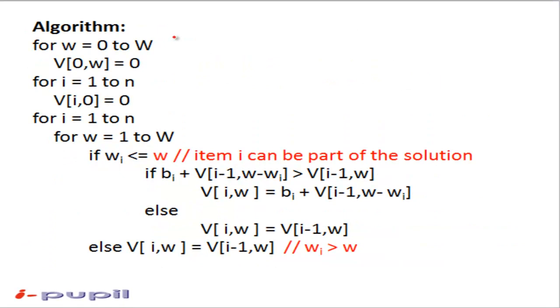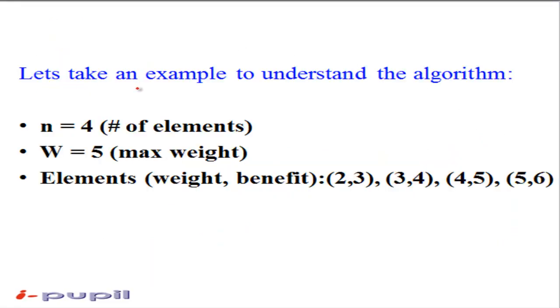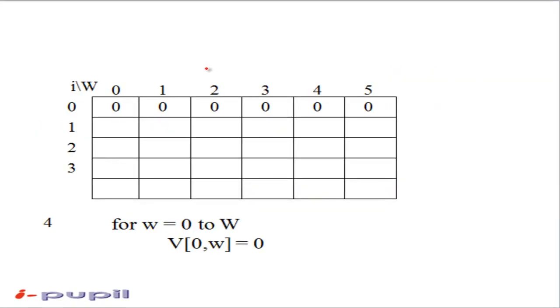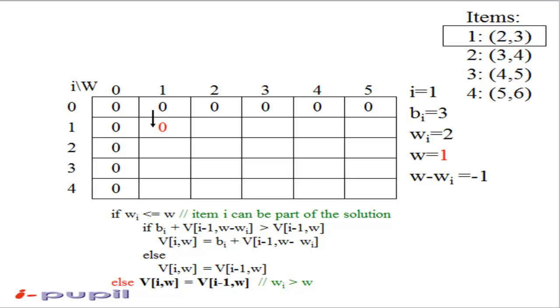Next we look at the algorithm. We begin filling the V[k,W] table by first initializing the first row and first column to 0. For the rest of the values, we use the formula we just studied. Let us take an example to understand the algorithm. Let n be equal to 4, meaning that there are 4 elements present. Let the maximum weight of the knapsack be 5. The elements with their wi and bi values are these. So this is the V[k,W] table. We fill the first row with all zeros first. Then in the next step, we fill the first column with all zeros. Then we finally begin filling the rest of the values of the table.